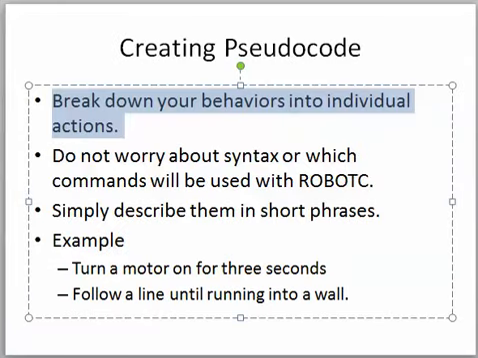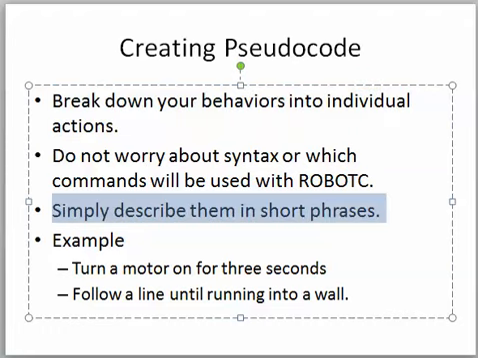Creating pseudocode comes from simple actions. These simple actions, describe them with short phrases. Example: turn a motor on for 3 seconds. Follow a line until running into a wall. Very simple. We want to describe this when we're creating our pseudocode for our programming. We want to describe what we want the robots to do.